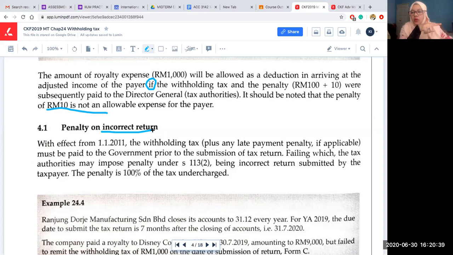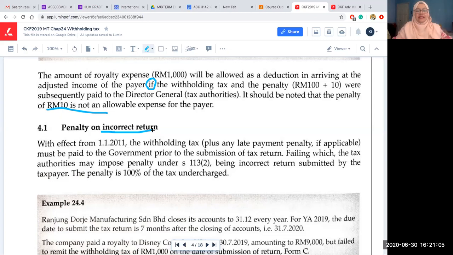Why is it not an allowable expense? Because you have not settled your withholding tax provision. You did not pay the 10,000 plus 1,000. And then in your return form, you claim your royalty as an allowable expense. So the return is incorrect. So the penalty for incorrect returns is 100% of the tax undercharged. So what do we mean by tax undercharged? Let's look at the example here.